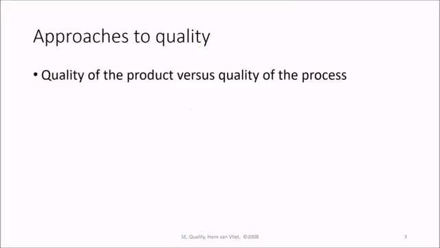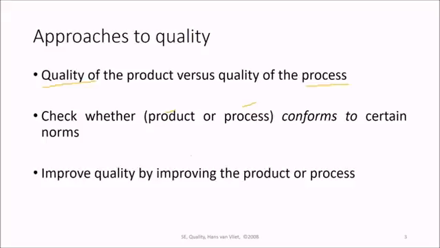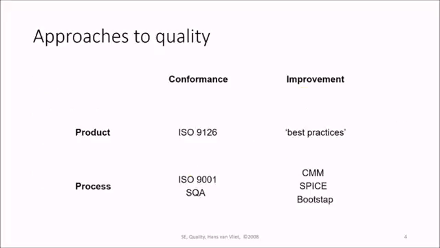First is the quality of the product versus the quality of the process. For example, ISO says if you follow the process properly, then of course you can assume and you can think of having a quality product. You need to check whether it may be a product or a process, whether it conforms to certain norms, guidelines, and principles. You can improve quality by improving the product or by process. These are the approaches to quality.